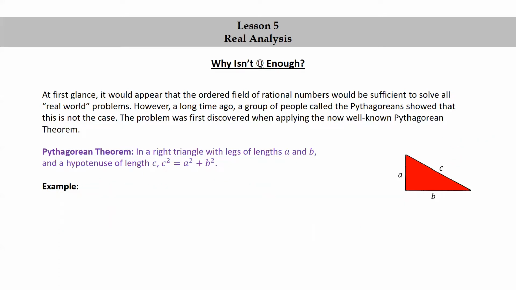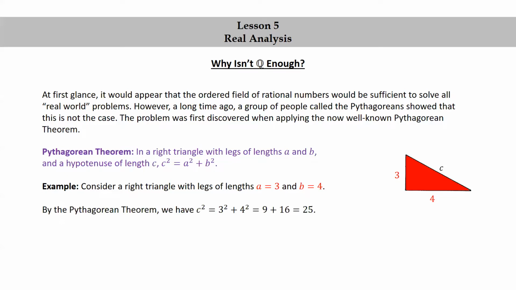Let's look at an example. Consider a right triangle with legs of lengths a equals 3 and b equals 4. By the Pythagorean theorem, we have c squared equals 3 squared plus 4 squared equals 9 plus 16 equals 25. So c is equal to 5. That is, the hypotenuse of this right triangle has length 5.